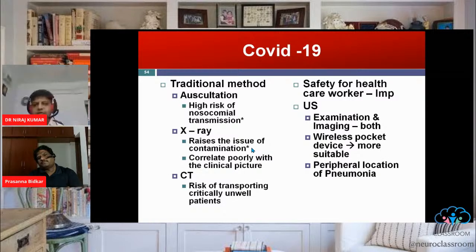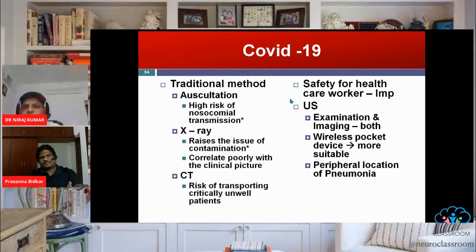As we know, the traditional methods of examination of the chest are auscultation, X-ray, and CT. Suppose you are in the ICU managing a COVID patient who has respiratory pathology. Regarding auscultation, there is a high risk of nosocomial infection. Regarding X-ray, there is an issue of contamination if you have to call an X-ray machine and X-ray technician, and of course, X-ray correlates poorly with the clinical picture. Regarding CT examination, you have to transport the patient to the CT room, and the risk of transportation for a critically unwell patient is also high.